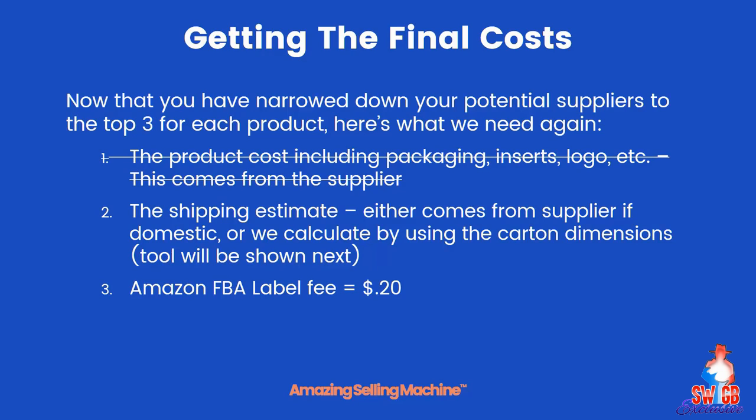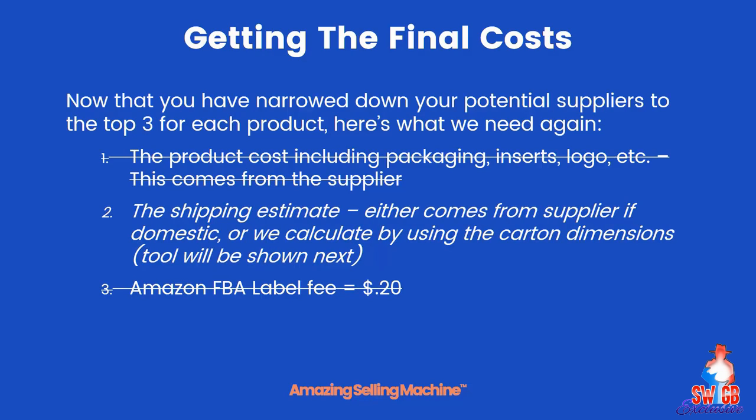So we should already have the product cost since we've already narrowed the list down to the 3 suppliers, and that was one of the things they had to give to us. And we absolutely know that the label fee is always 20 cents. So that means that all that's left is a shipping estimate. If we've gotten that from the supplier, that's great. If not, and we're sending something internationally, I'm going to show you how to do that next.